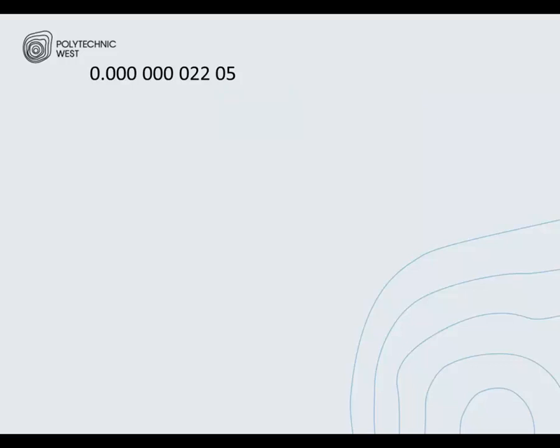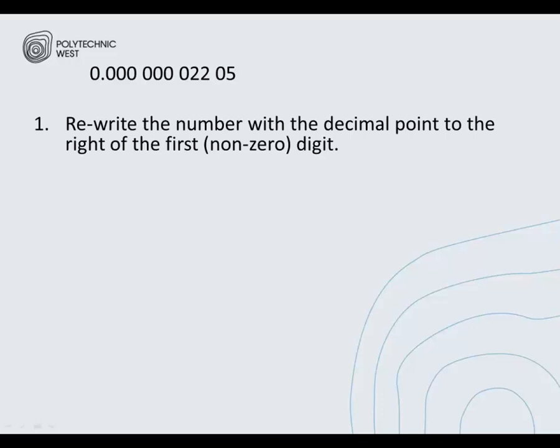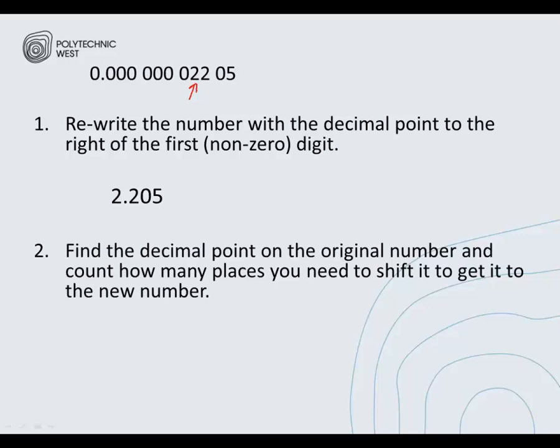Okay, let's see what we can do with a really small number, which was the lotto win. First thing we do is we rewrite the number with the decimal point to the right of the first non-zero digit. Now in this case, the first non-zero digit we see is that 2 there. So we rewrite it 2.205. Then we find the decimal point in the original and count how many places we need to shift it to get to the new number.